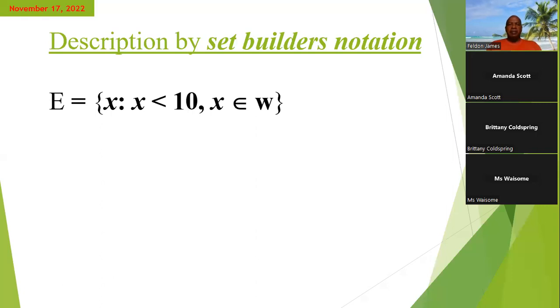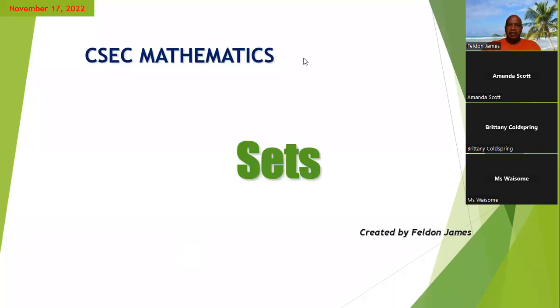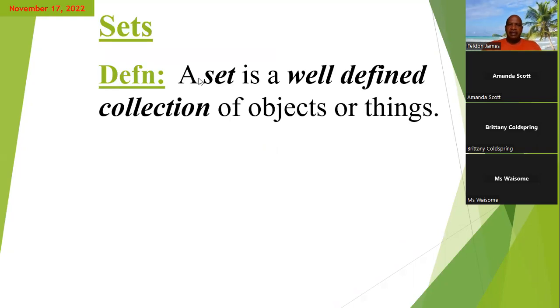All right, so just to recap, I'm just going to take this from the top since we haven't gone too far in it. So I'm going to briefly recap what we would have done so far. We started off with the topic sets. We say that by definition, a set is a well-defined collection of objects or things. By well-defined, we mean that we should be able to identify easily the members that belong in a set.